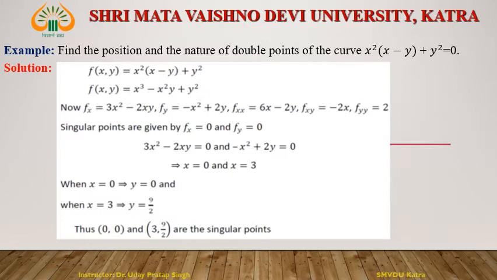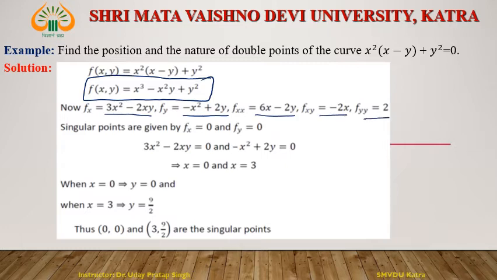Find the position and nature of the double point of the curve x³ − x²y + y². What is f(x,y)? It is x³ − x²y + y². What is fx? 3x² − 2xy. What is fy? −x² + 2y. What is fxx? 6x − 2y. Then fxy and fyy. Then the singular point can be obtained by solving these two equations, fx = 0 and fy = 0.